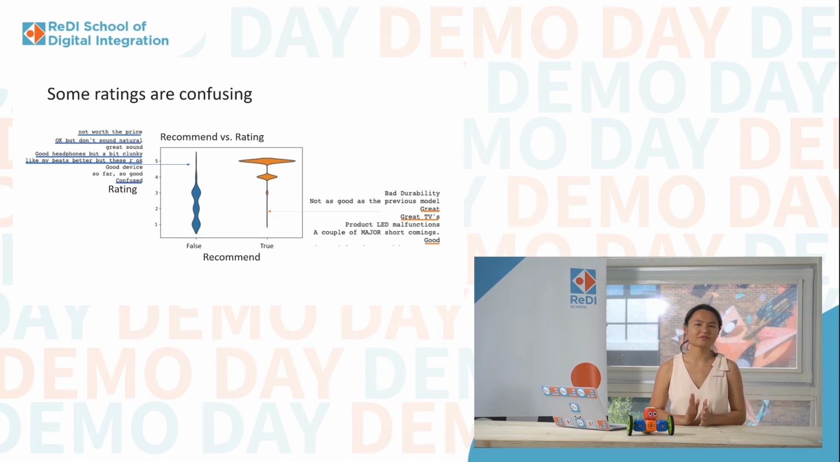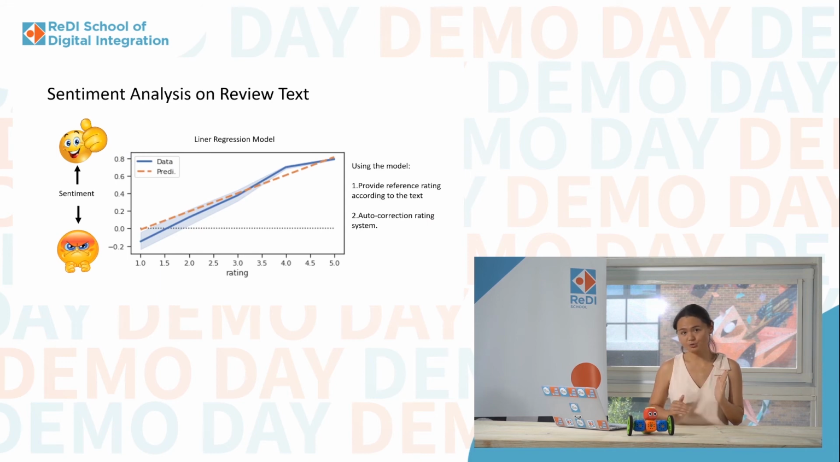So here I perform sentiment analysis on the review text. It's to determine how happy or how unhappy you are from the text. I use linear regression to find out the relationship between the sentiment score and ratings. Afterwards, using this model, we can give a suggestion to the user when they finish the comment, how much rating you can give, as a kind of automatic rating system. In this way, we can have a more reliable and more objective rating system.